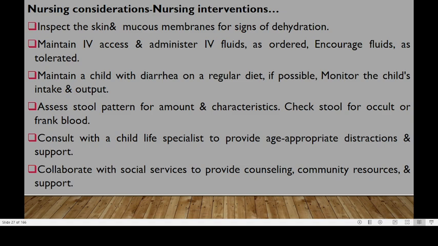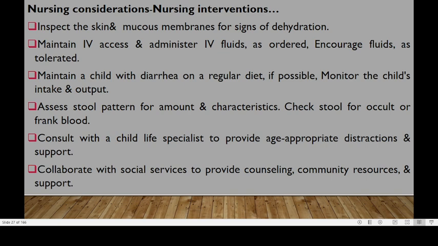You also need to inspect the skin and the mucous membranes for signs of dehydration, maintain IV access and administer IV fluid as ordered. You have to encourage fluids as tolerated. You maintain a child with diarrhea on a regular diet if possible. Monitor the child's input and output. Assess stool pattern for amount and characteristics. Check stool for occult or frank blood.